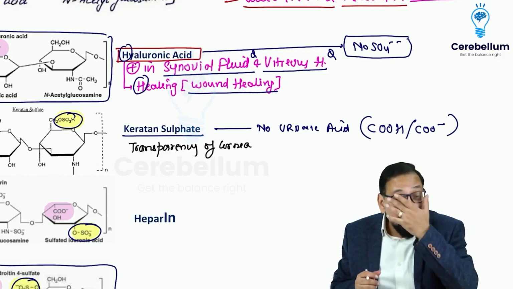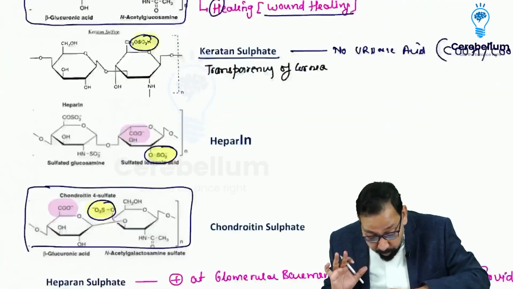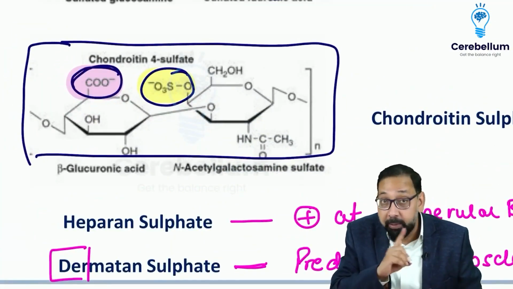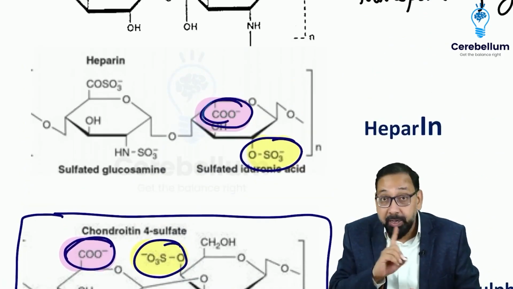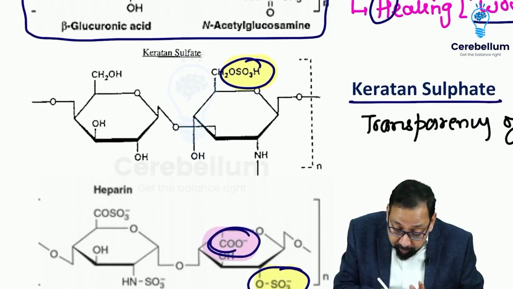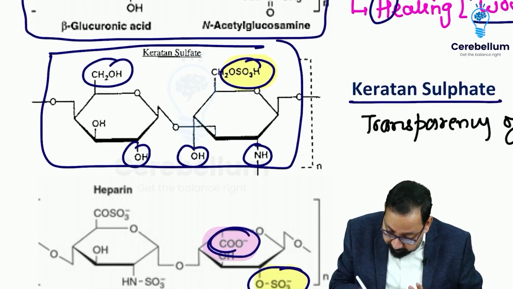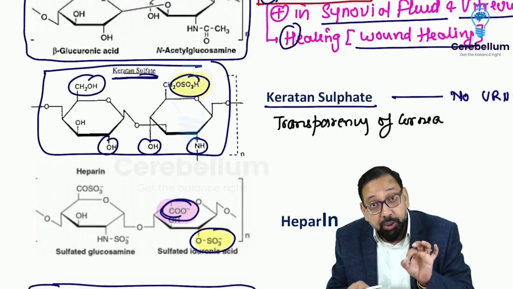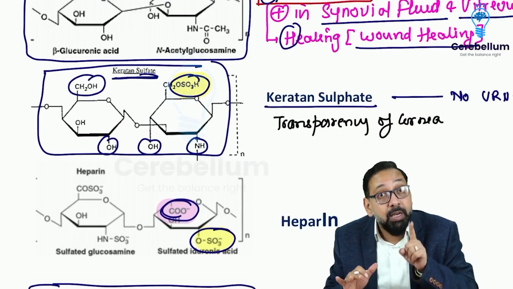An image-based question is asked, they will give you an image, and you will search for a carboxylic group. Suppose this image is given, you saw that there is a carboxylic group, so it can't be keratan sulfate. In this one, there is no carboxylic group. This is keratan sulfate. So an image-based question is asked, they will give you the structure, you will search for a carboxylic group. If carboxylic group is not there, it is keratan sulfate.